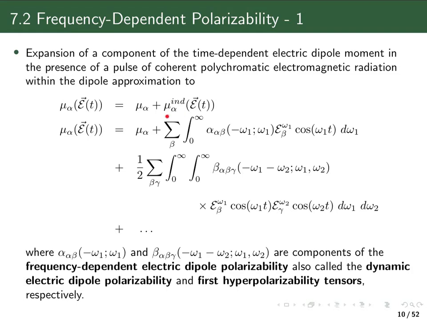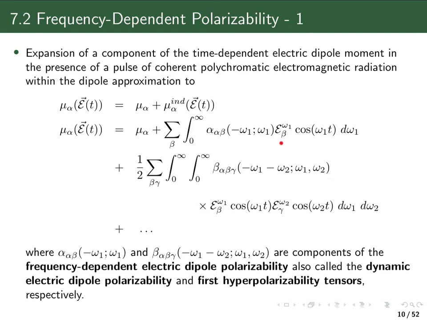And again, the induced dipole moment will be the product of a polarizability tensor times the components of the external electric field. But now the electric field is time dependent, but not space dependent. So we have here the amplitude times the oscillation, which we express with the cosine of the frequency times the time. And since we are looking at polychromatic electromagnetic radiation, we have this integral over all possible frequencies in this pulse of polychromatic electromagnetic radiation.